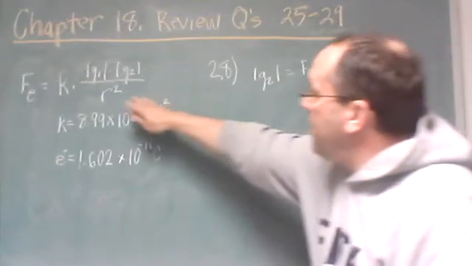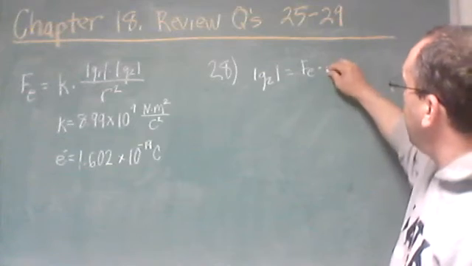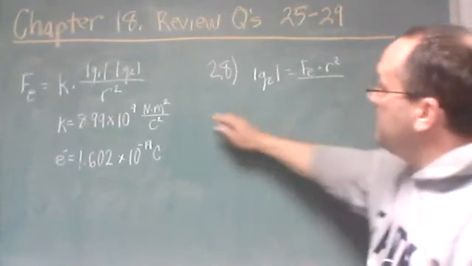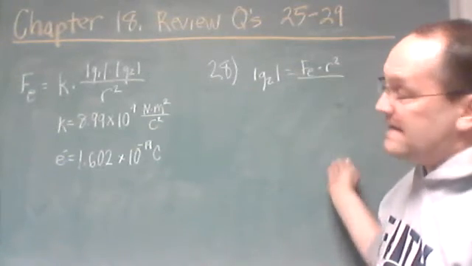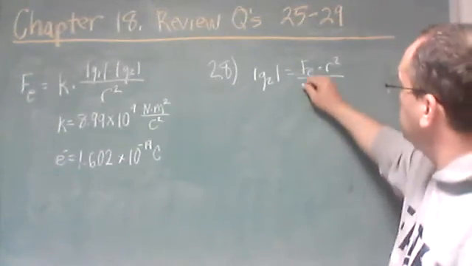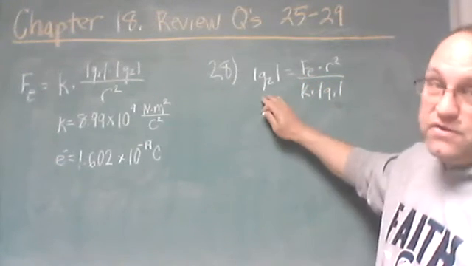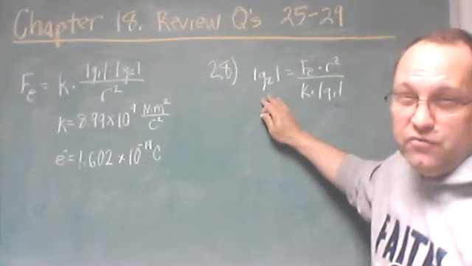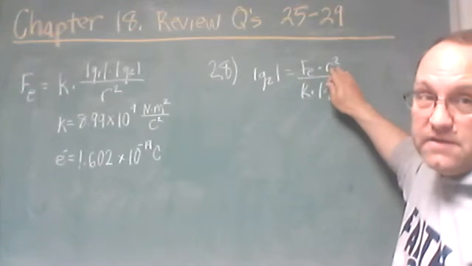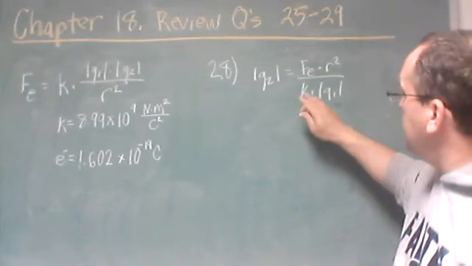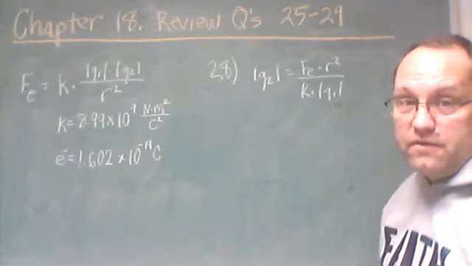The R squared is in the denominator here, so it ends up going into the numerator on the other side. The K and the Q1 are in the numerator, so when I take them to the other side, they go into the denominator. So my rearranged equation for finding the charge on Q2 is the force times the distance squared, divided by the constant, divided by the charge on the first one.